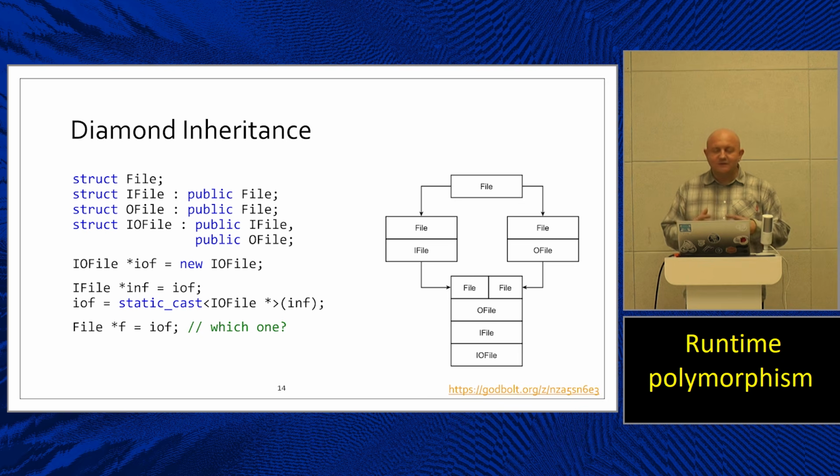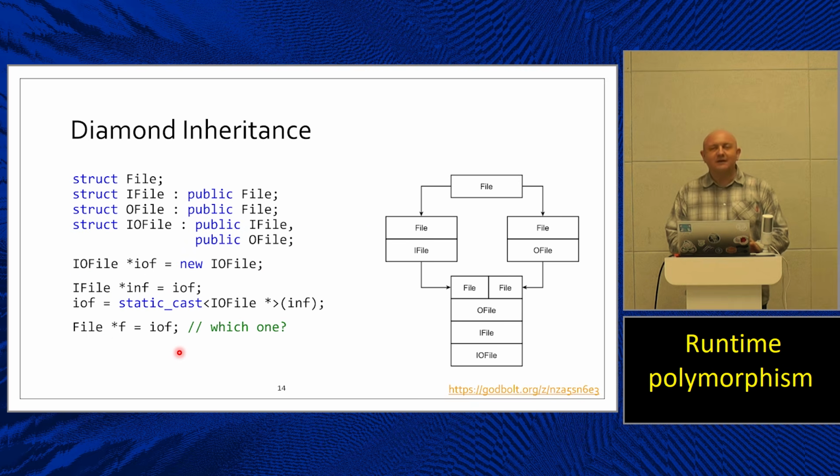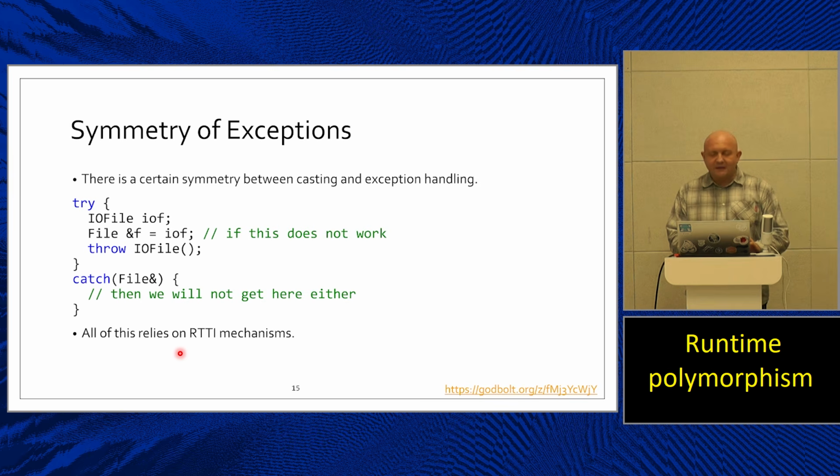And yes, we can fix it with virtual inheritance. We can qualify the path explicitly. But the ambiguity in the inheritance graph propagates into casting. And this is not just about casts. There is a very interesting symmetry here. If a cast from EOFile to File, this line, is ambiguous and doesn't work, then catching a File reference in an exception handler also will not work.